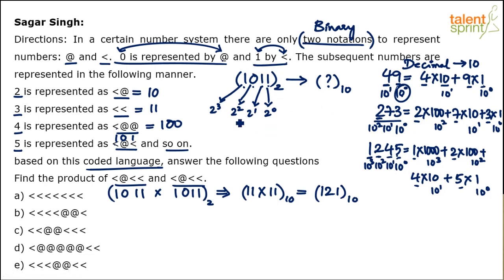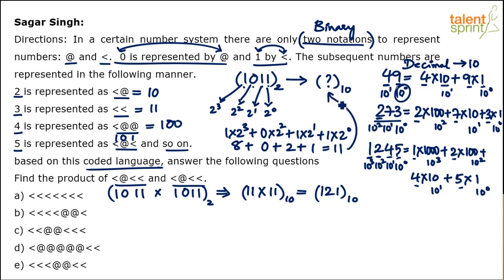So this will be equal to 1 into 2 power 3 plus 0 into 2 power 2 plus 1 into 2 power 1 plus 1 into 2 power 0. Now what is 1 into 2 power 3? 8. Plus 0 into 2 square is 0. 1 into 2 power 1 is 2. And 1 into 2 power 0 is 1. So 8 plus 0 plus 2 plus 1 is equal to 11. So this number 1011 in the binary system is equal to the number 11 in the decimal system.